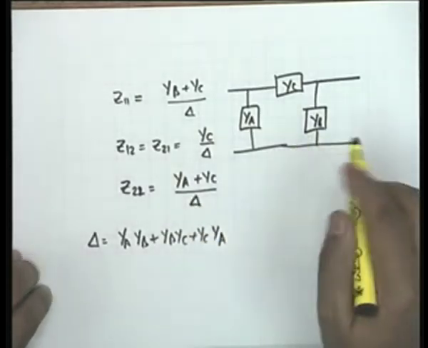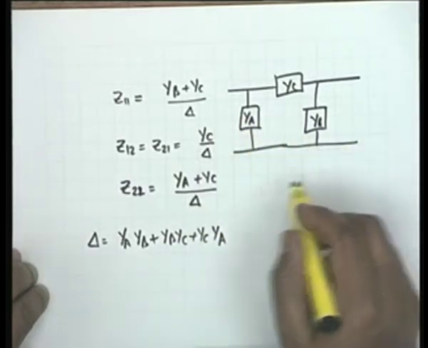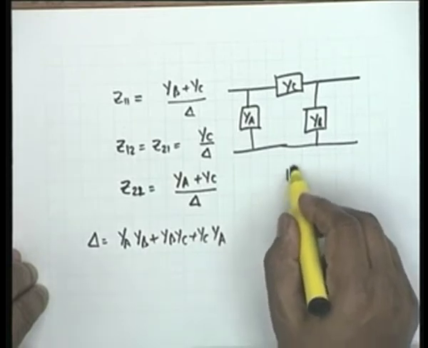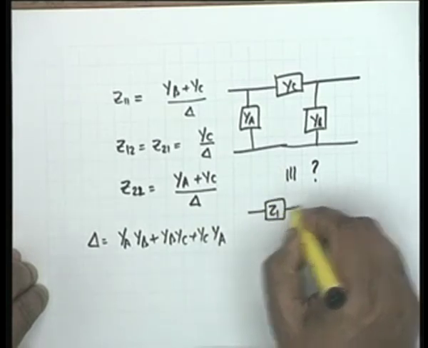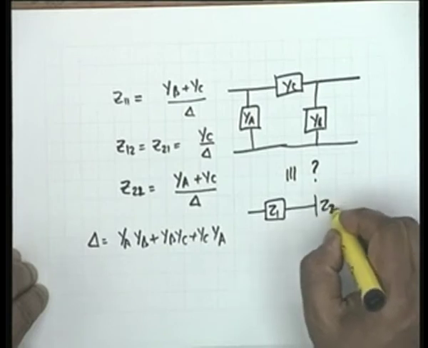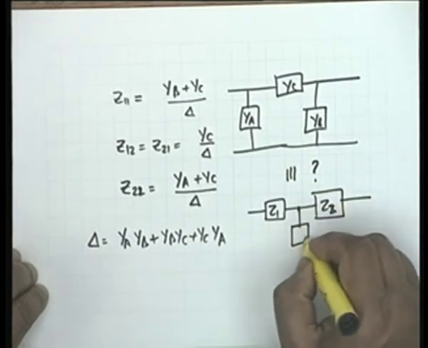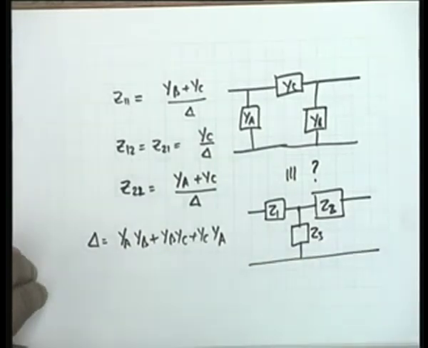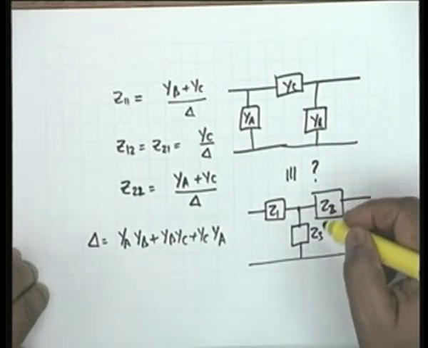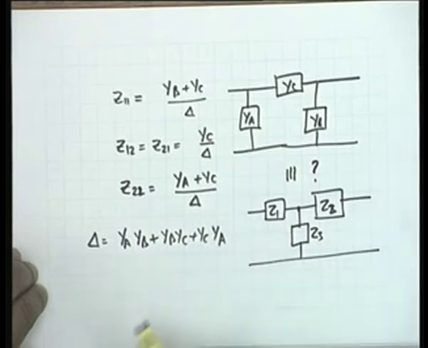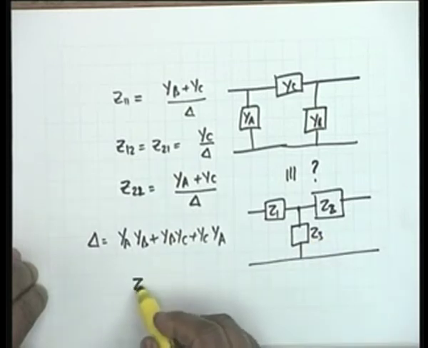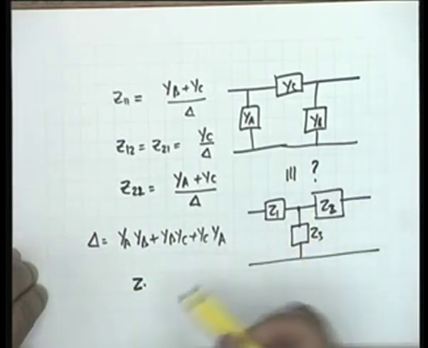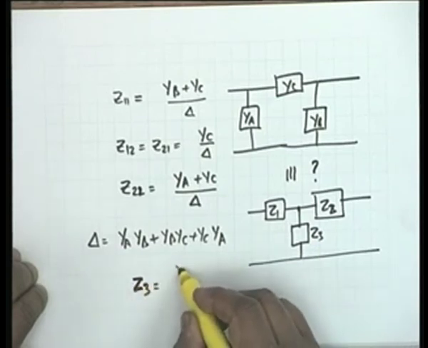Suppose this two-port network is equivalent to, with a question mark, we will find the condition, the T network like this, with elements 2 and 3. Can you tell me, if this is equivalent to this, the values of the T network elements? Obviously, Z12 equals Z21, which is Z3, and therefore Z3 must be equal to yc by del.